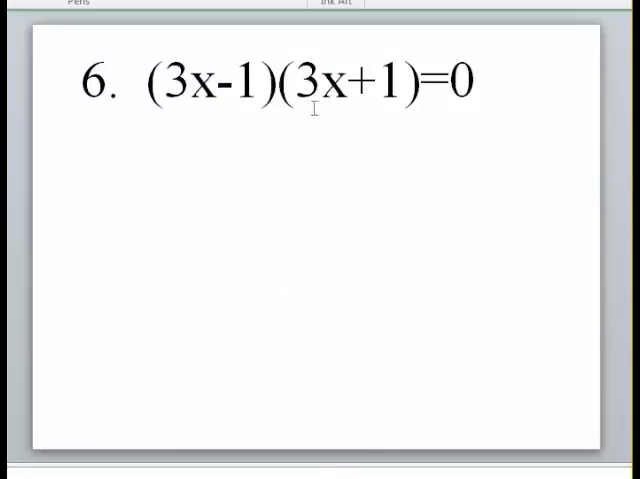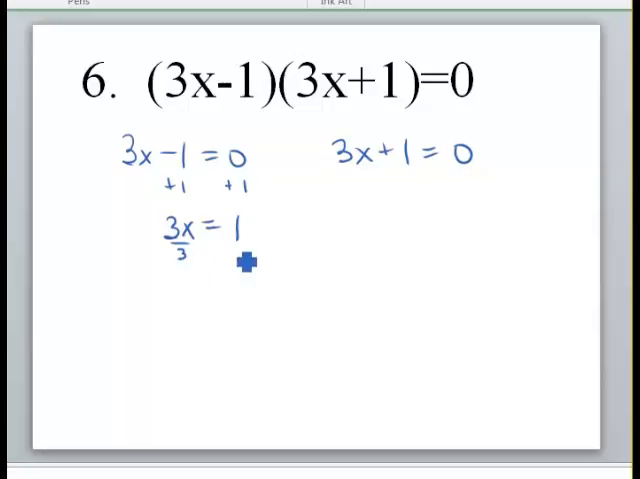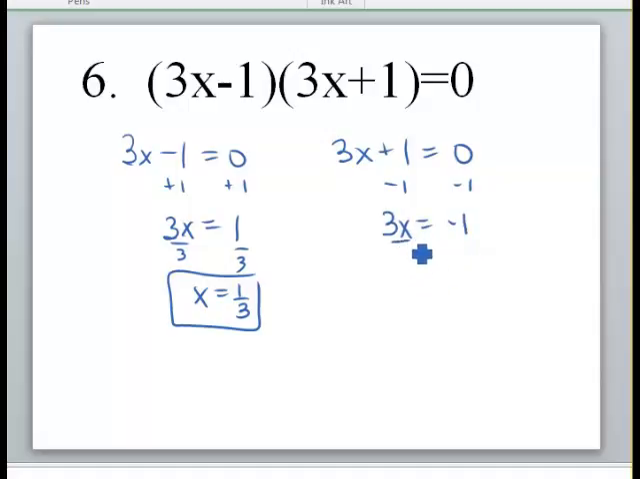On the next example, you can see that it's already factored and set equal to 0. So I have just the final step of taking the 3x minus 1 and setting it equal to 0. Take the 3x plus 1 and set it equal to 0. Add 1 to both sides to solve this equation. Divide by 3. X is 1/3. That's one of my solutions. Subtract 1. 3x equals negative 1. Divide by 3. X is negative 1/3. So my two solutions are 1/3 and negative 1/3.